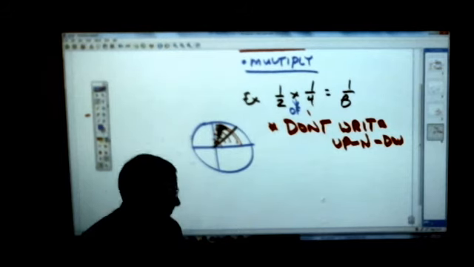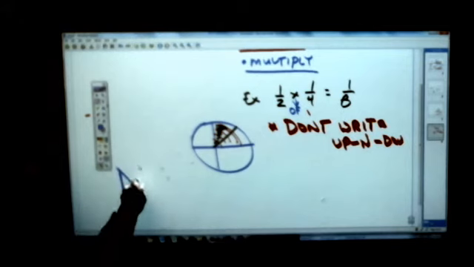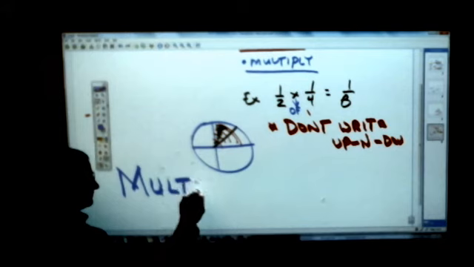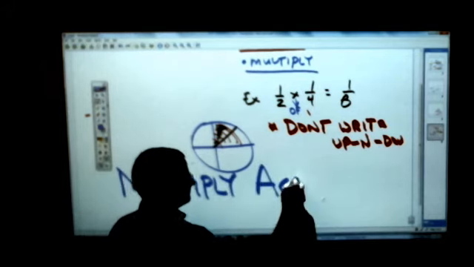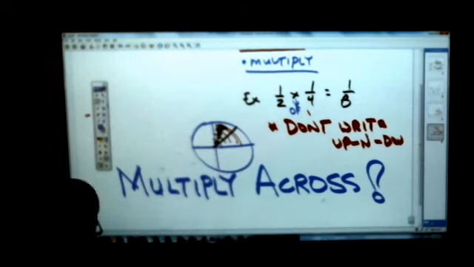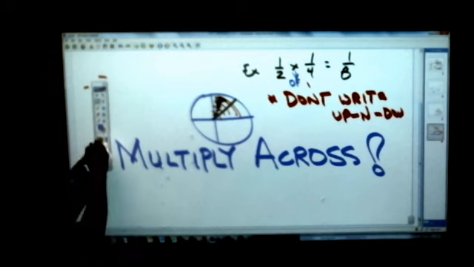Write down in big words, ladies and gentlemen, this. When you multiply, you just multiply across. Multiply across. Which means this.